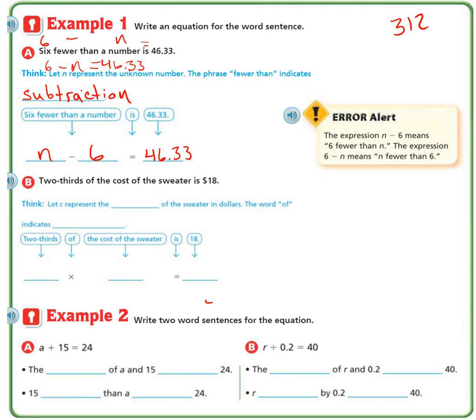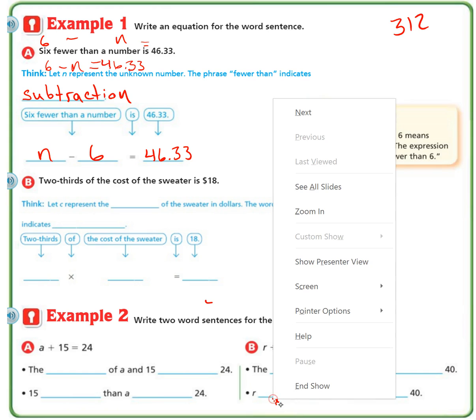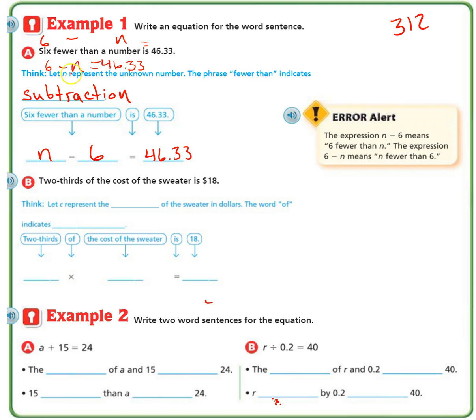Okay? And then think about it. Okay? Logically, look at the whole problem as well. If I have 6 minus a number, how am I going to get 46.33, a larger number? Okay, it doesn't really make sense when you actually look at the whole problem. So once you've solved these, make sure you look at the whole problem, okay, to see if it makes sense.